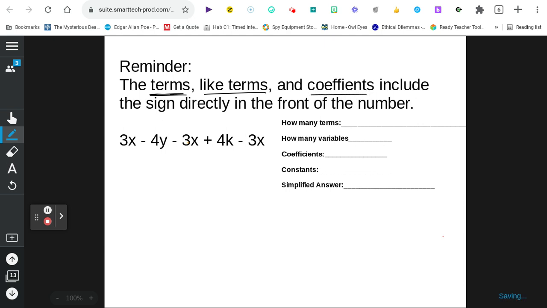Coefficients are the numbers directly in front of the variable. And coefficients include the sign directly in front of the variable, guys.